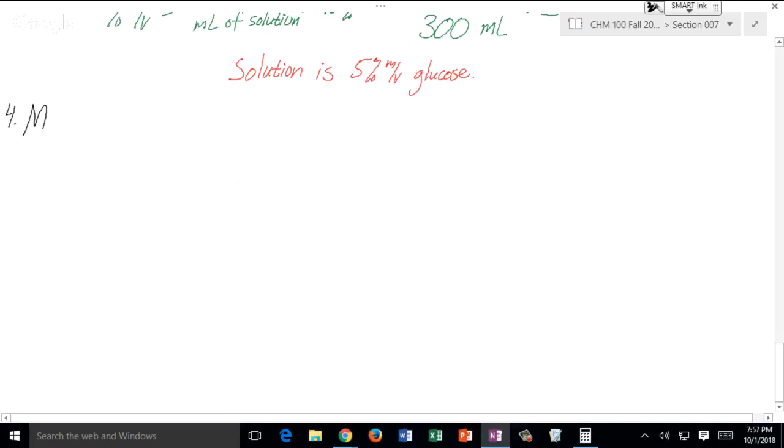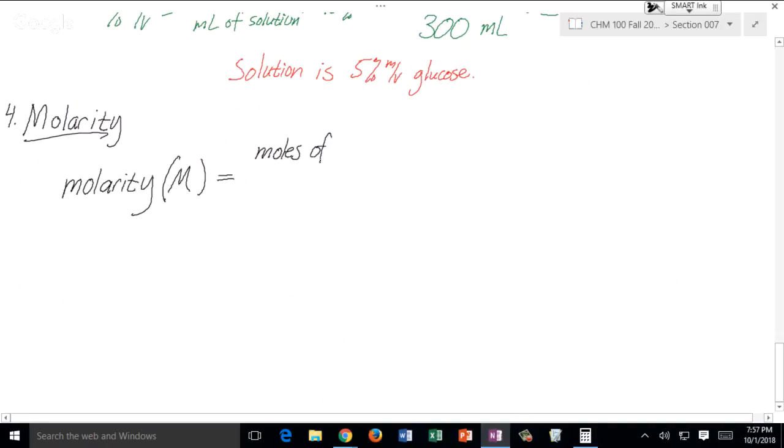I guess we'll give that a number 4. This is another measure of concentration. And the molarity, which is a capital M, is defined as the moles of solute divided by the liters of solution.